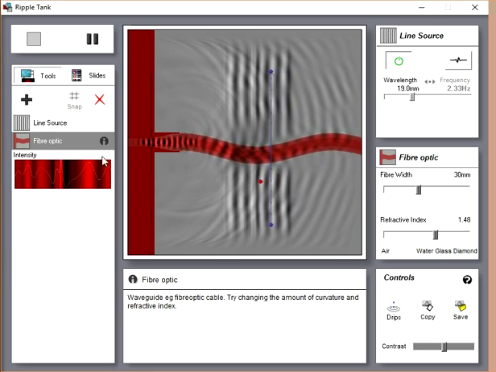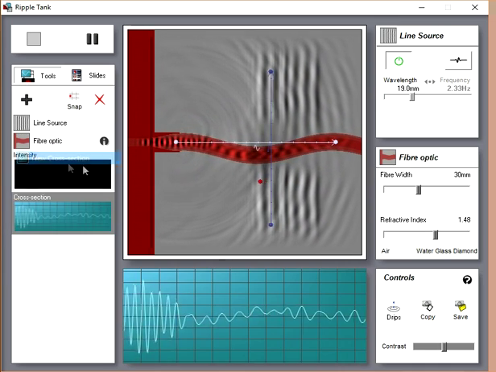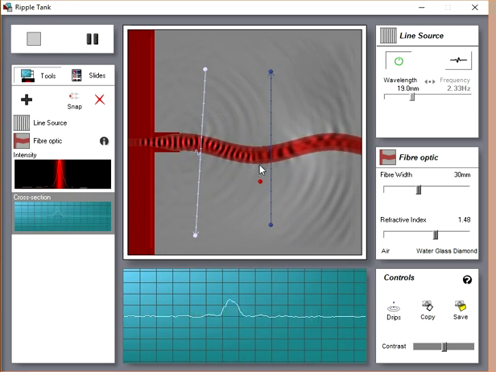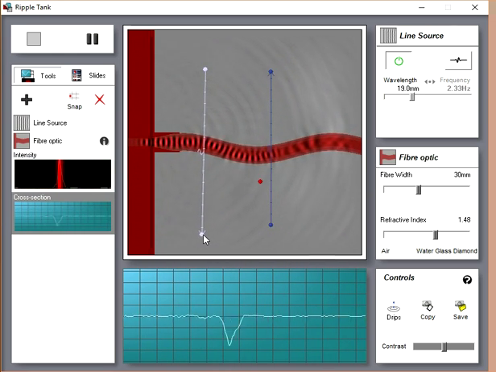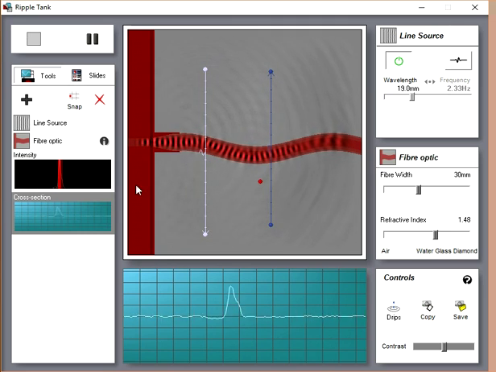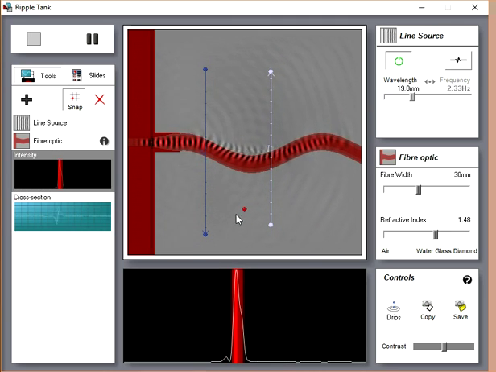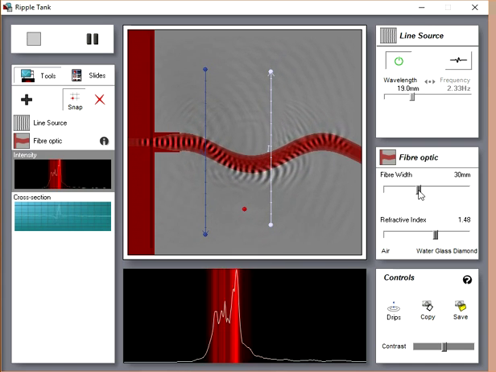This is showing how a fibre optic cable uses total internal reflection to guide the waveform along it. You can investigate the fibre optic cable by changing the amount of curvature, adjusting the width of the cable, or changing its refractive index.